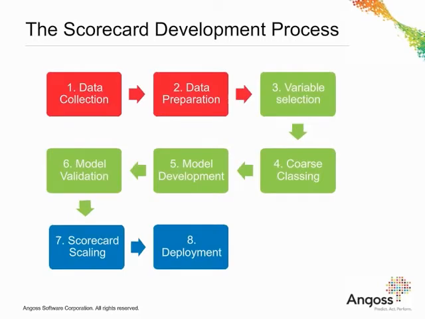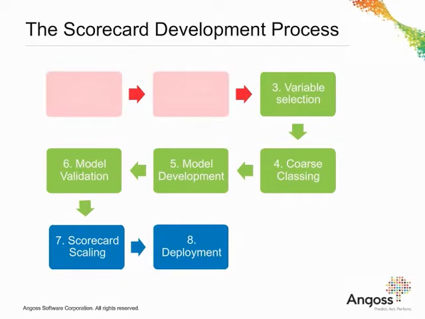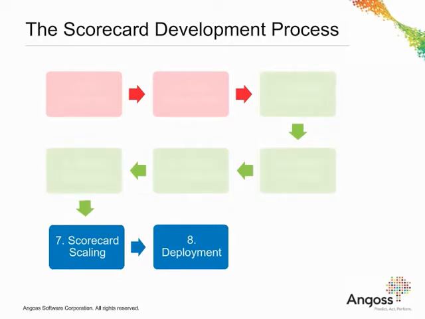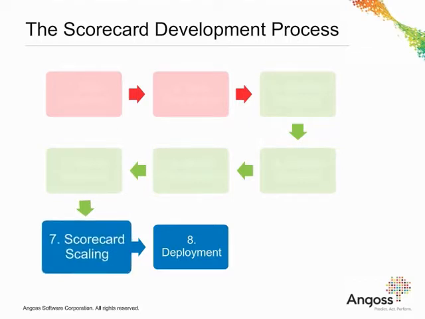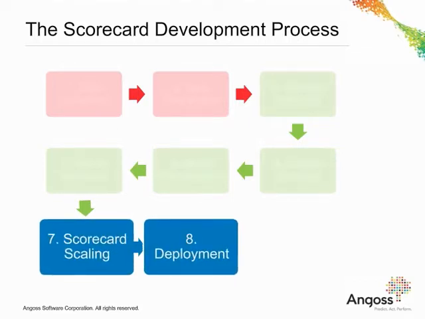In part one of this series, we introduced the credit scorecard and covered the first two steps, data collection and data preparation. In part two of this series, we covered variable selection, coarse classing, model development, and model validation. In this third and final part, we will cover scorecard scaling and deployment, as well as show you how you can improve efficiencies and ensure compliance across the entire process.